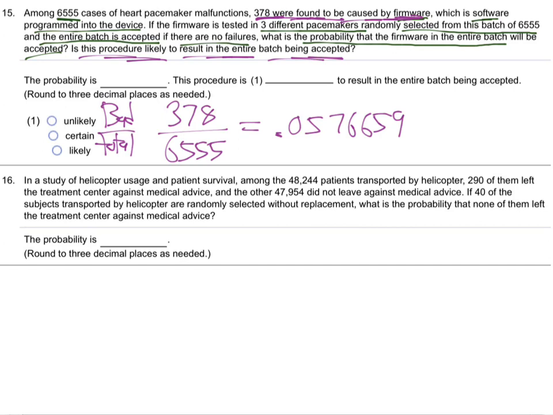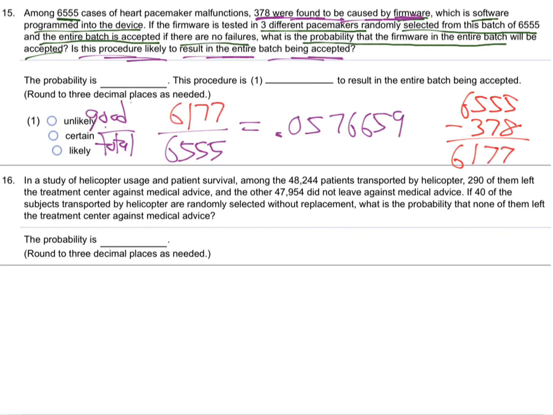They're asking, what's the chance you get 3 good ones? I'm doing the wrong thing. We want 3 good ones in a row, don't we? So instead of putting the bad on the top, let's put the good. So how many good ones are there? Well, just subtract them. It's 6,555 minus 378. What is it? 6177. Thank you. So there's 6177 good ones.